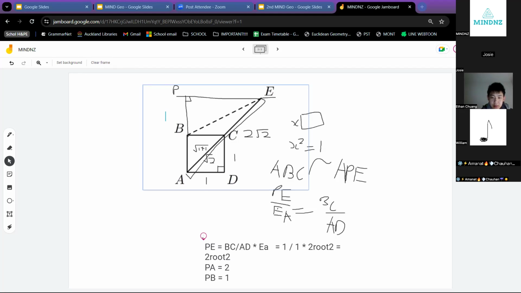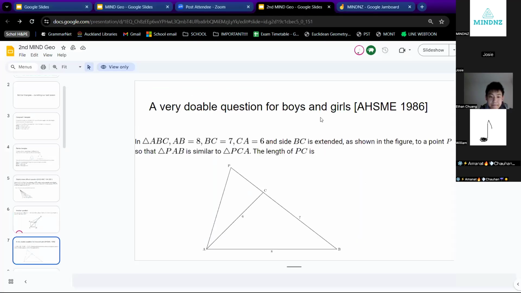Okay, PE should be equal to 2. I used the wrong ratios, my bad. So PE must be equal to 2. So from Pythagoras we know that PE must be 1 squared plus 2 squared, so it's root 5. Okay, we'll just move on to the next question. So just take, I guess, like 5 minutes to do this question, and we'll drop some hints for you guys.